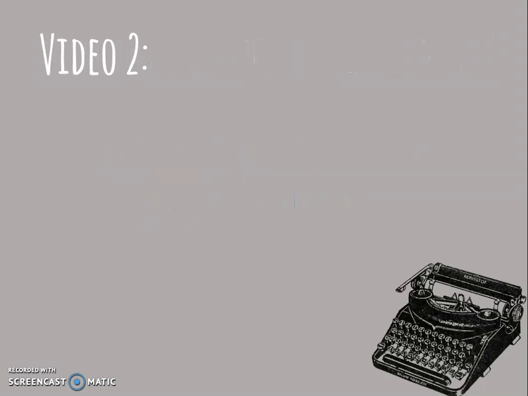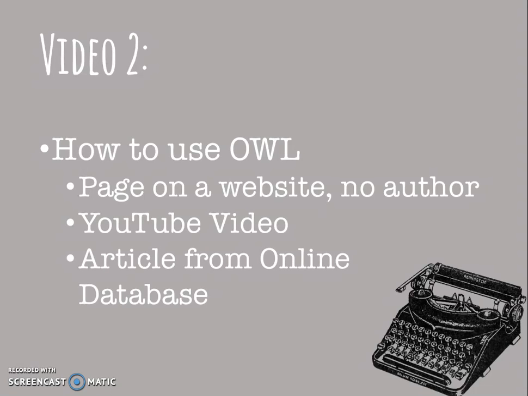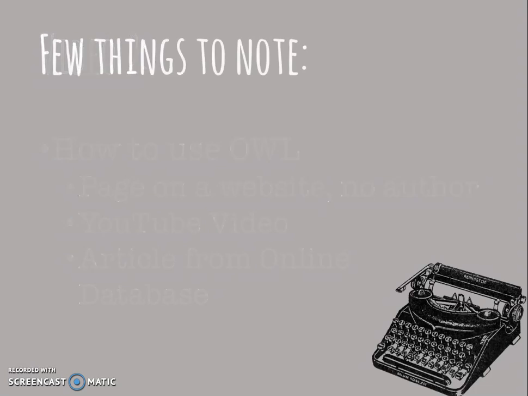So, now in video number 2, I'm going to show you how to use OWL, and then we are going to create a citation for a page on a website with no author, a YouTube video, and an article from an online database, which especially if you are in 1102, you will have to know how to do. So a few things to note before we actually get there, and maybe a little bit of a helpful slide if you want to just kind of glance through the rest of the videos.